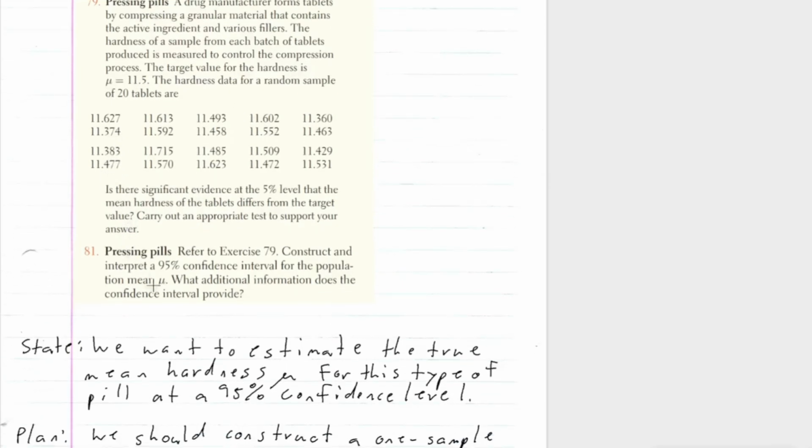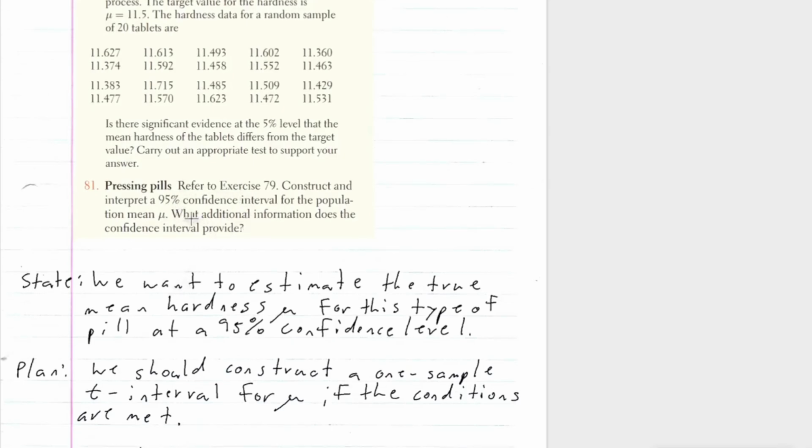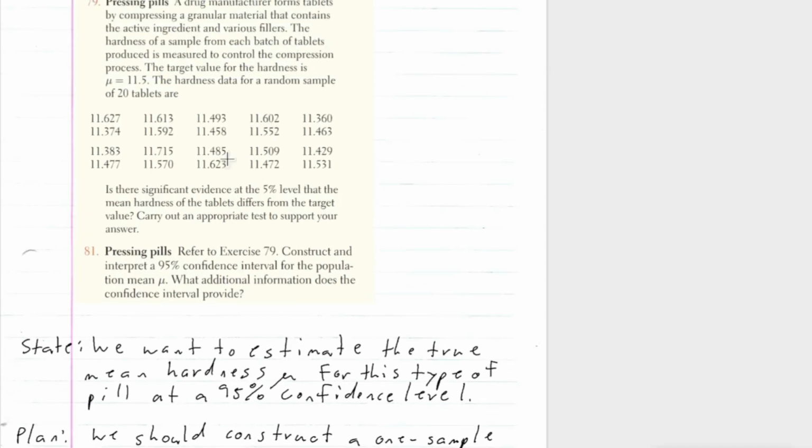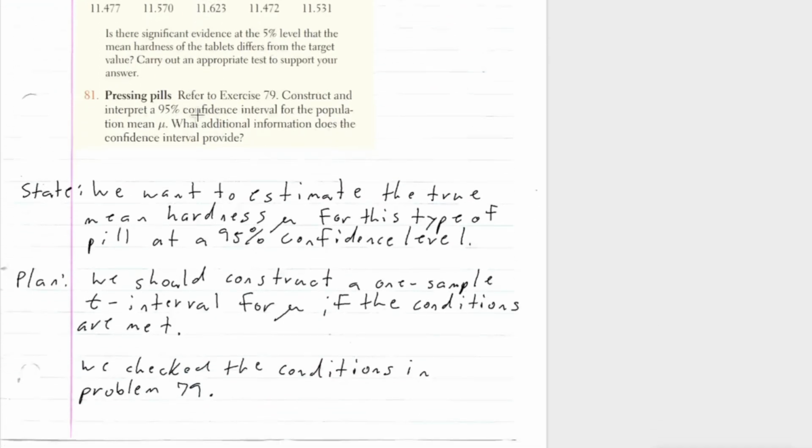So we're going to see if we arrive at the same conclusion, but instead of doing a hypothesis test, we do a 95% confidence interval. Remember, if 11.5 falls into our 95% confidence interval, we'll be 95% confident that the actual mean hardness for these pills is 11.5. So of course we have our state.